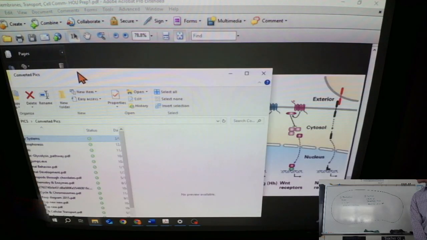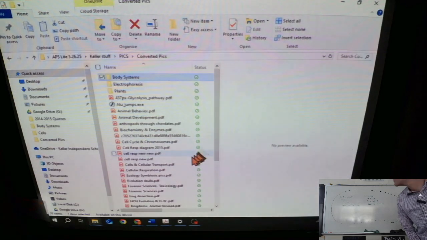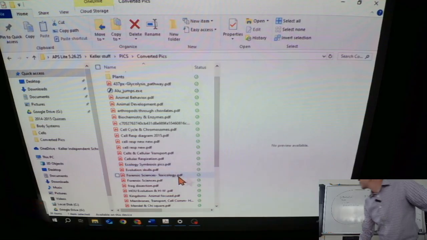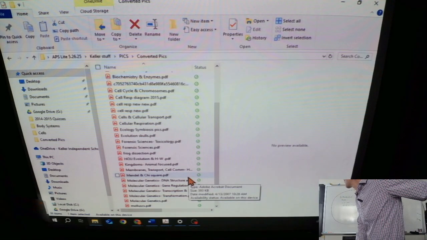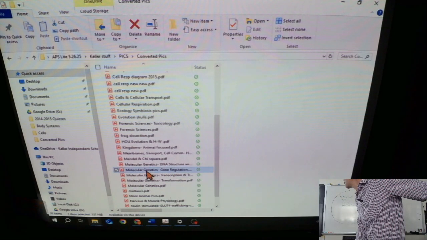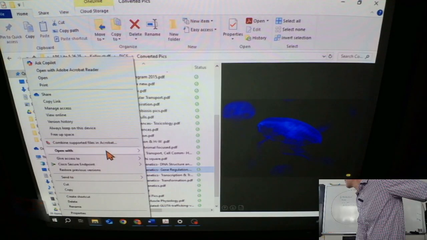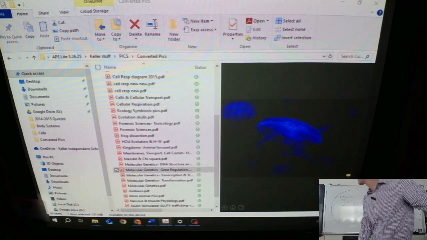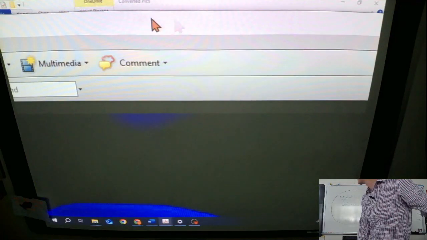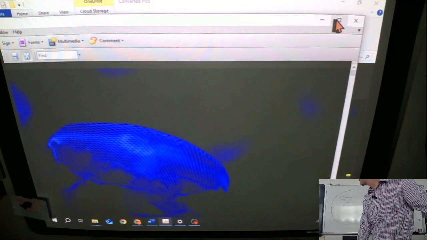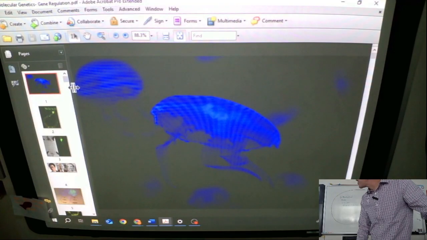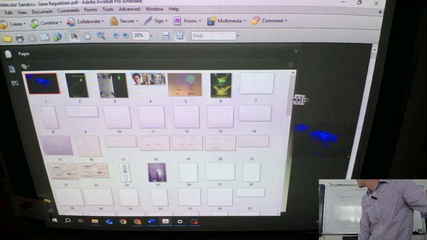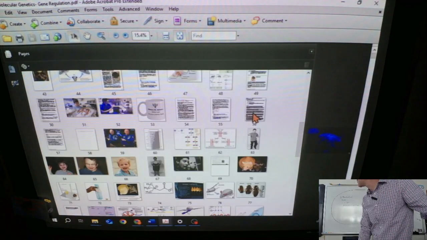Hadn't planned on showing it. It just sort of popped up. Ooh, this one I don't use as often. Gene regulation. It's kind of cool looking. So this will be a fruit fly. It is a tiny fly, but he's under a microscope, and so that's why he looks so big.